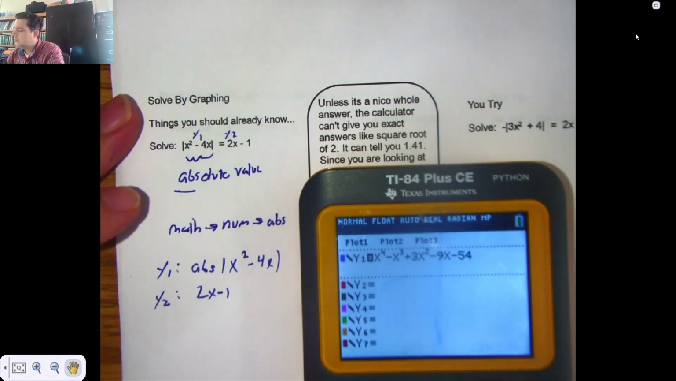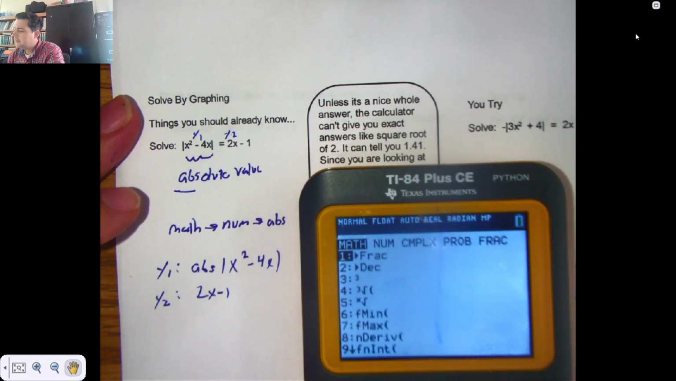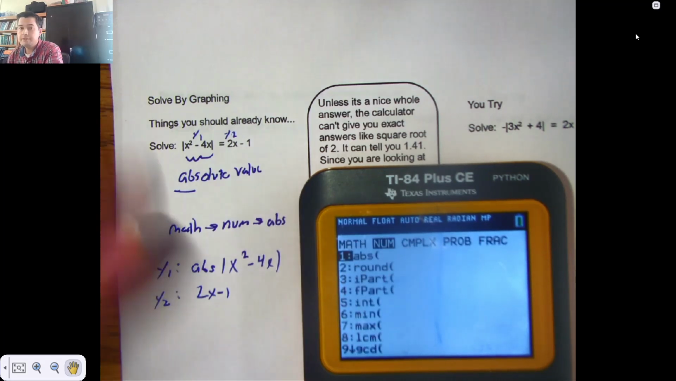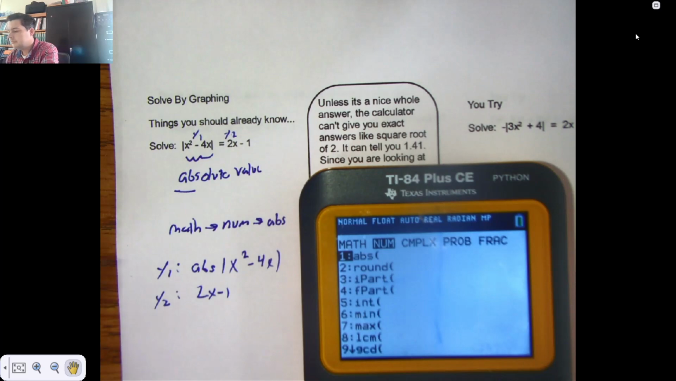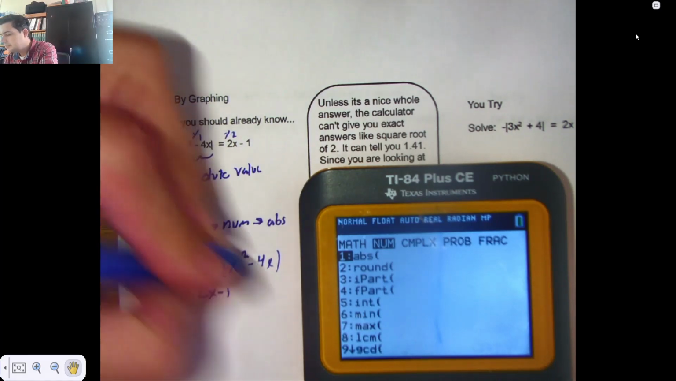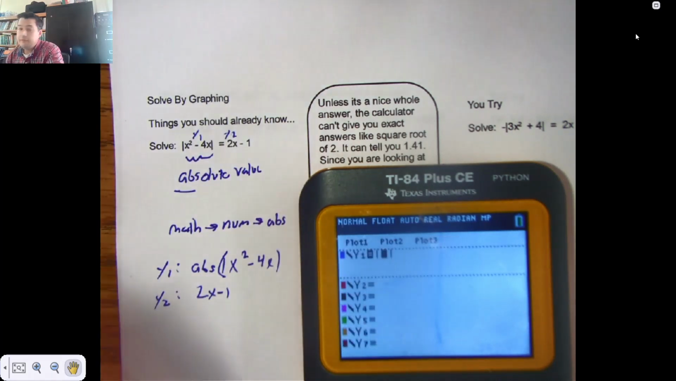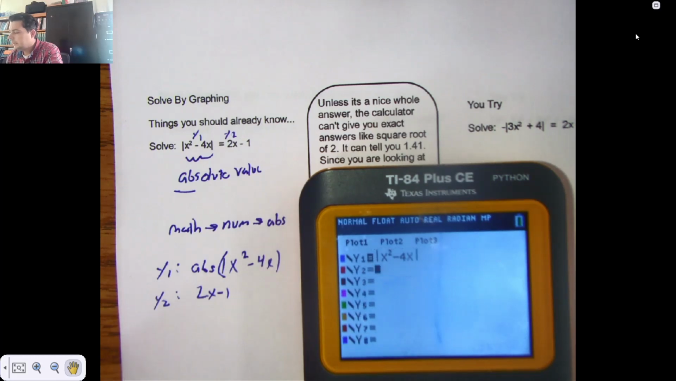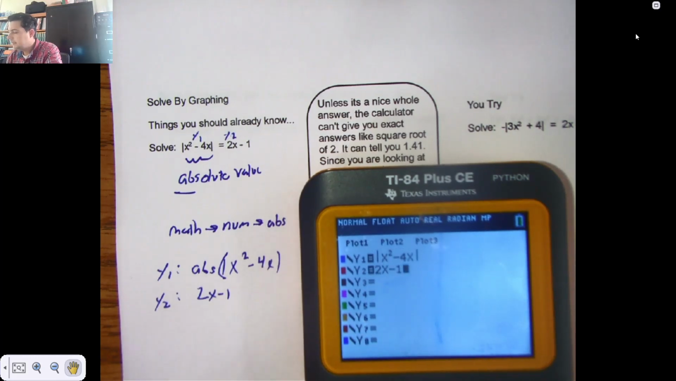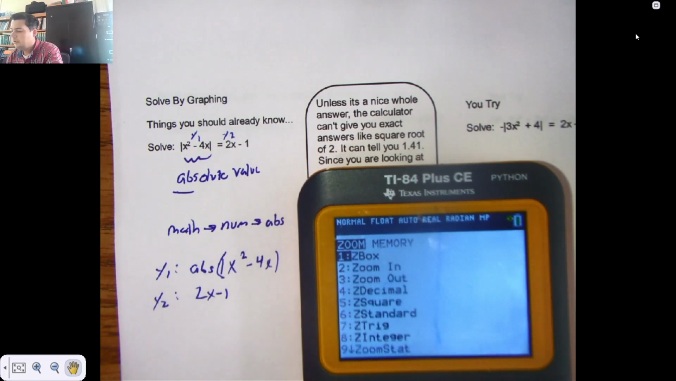Okay. Go to Y equals, Math, roll over to Num, ABS. See how it is, ABS? I just forgot the parentheses there. It's supposed to be parentheses. And the newer calculators have the bars. So x to the second minus 4x, and then 2x minus a 1. And then I just hit a zoom 6. You always zoom 6.